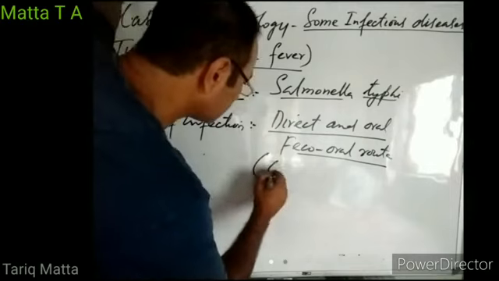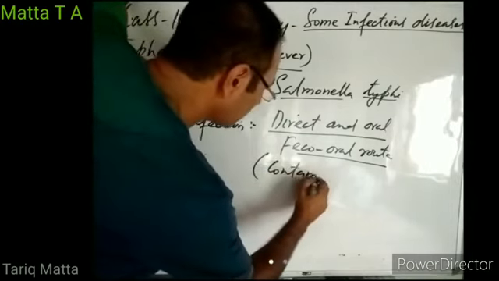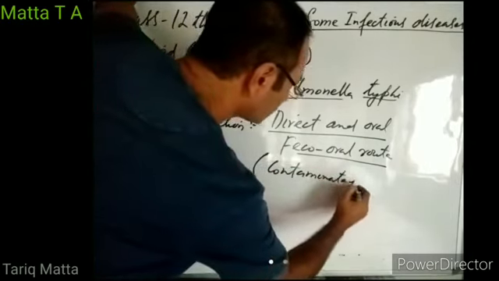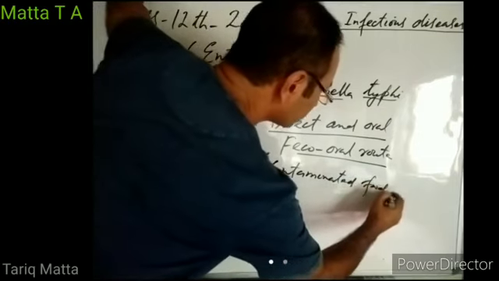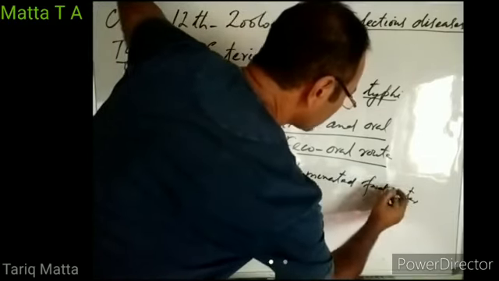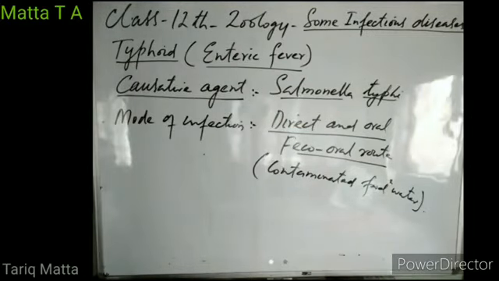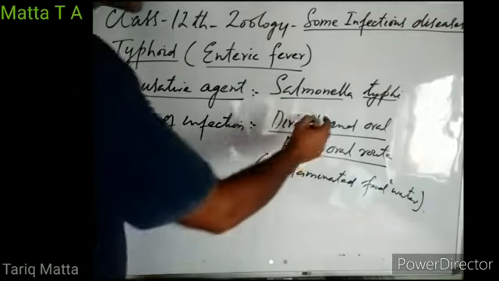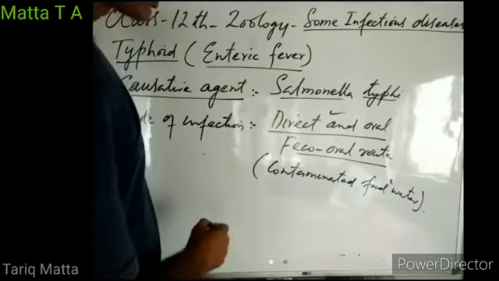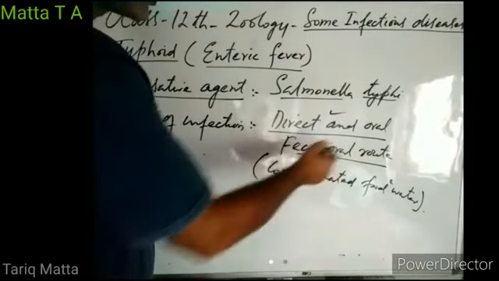Food and water. So the bacterium is present in infected food and water. When we take this food and water, we take it through the mouth. So it directly enters into our body through the mouth along with contaminated food and water. So we say its mode of infection is direct and oral, or it has a fecal-oral route.